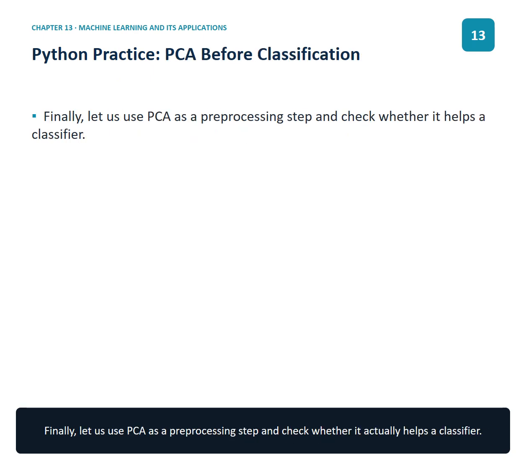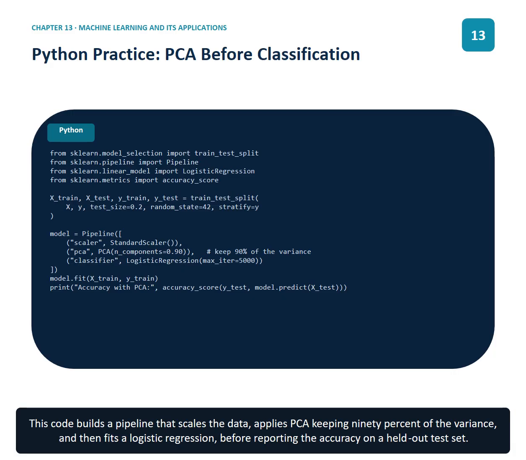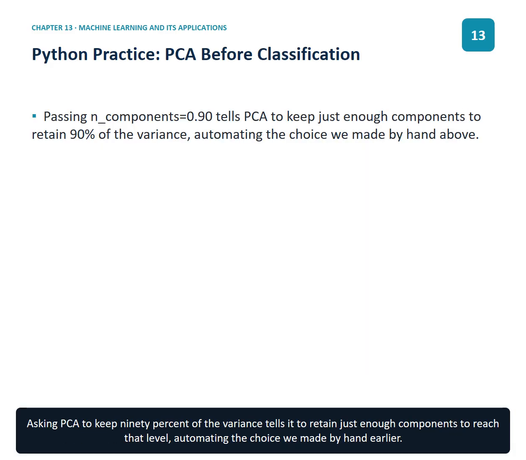Finally, let us use PCA as a pre-processing step and check whether it actually helps a classifier. This code builds a pipeline that scales the data, applies PCA keeping 90% of the variance, and then fits a logistic regression before reporting the accuracy on a held-out test set. Asking PCA to keep 90% of the variance tells it to retain just enough components to reach that level, automating the choice we made by hand earlier.